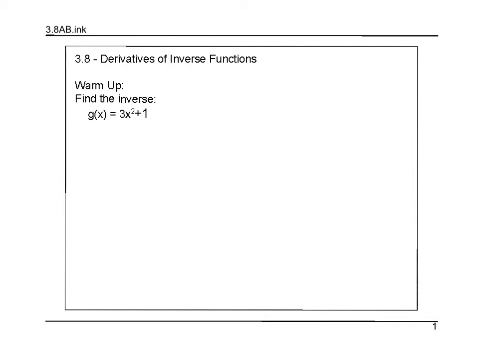So if we were to find the inverse of a function g of x, first I like to write it as y equals 3x squared plus 1. And then step 1 would be to replace or switch x and y. And finally, we would resolve for y. So y inverse is the square root of x minus 1 over 3.